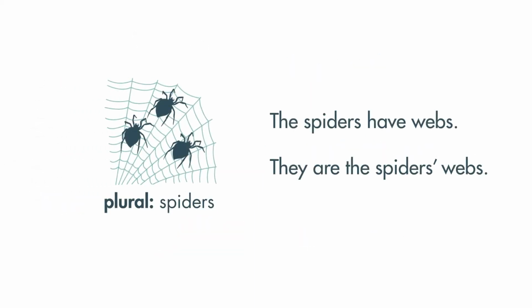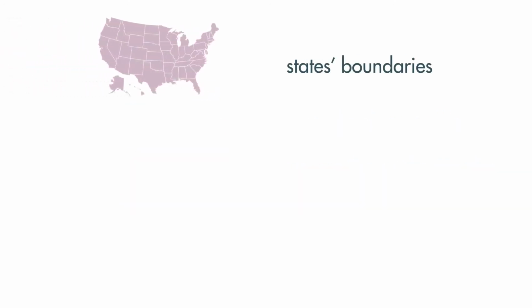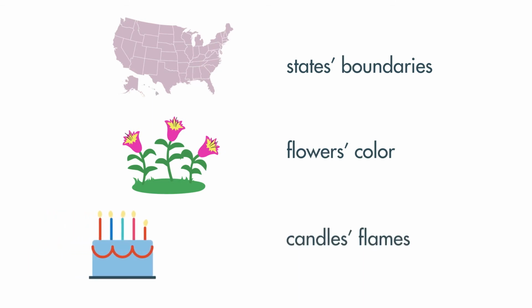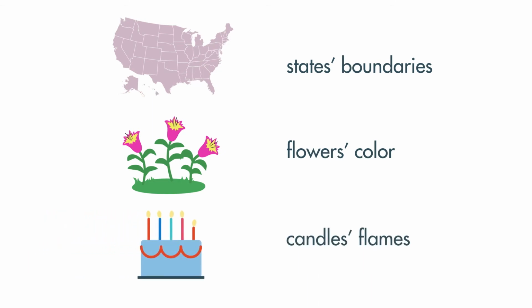In this sentence, spiders is plural. It ends with S. The spiders have webs. To form the plural possessive, add only an apostrophe to the end of the word. They are the spiders' webs. Here are some more plural possessives. Notice the apostrophe after the S.